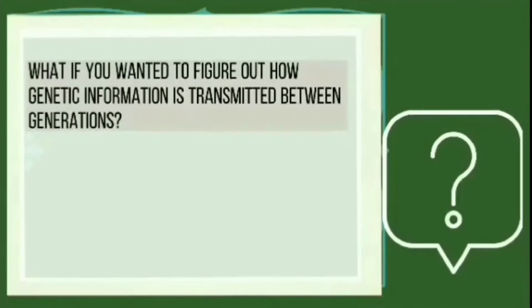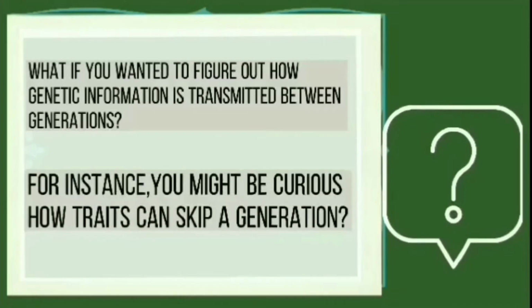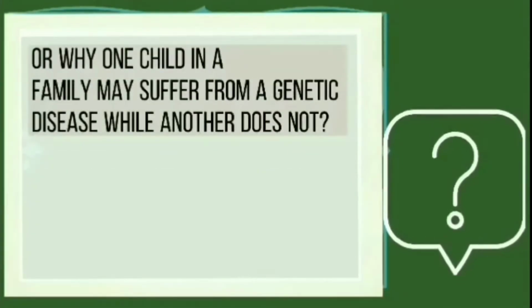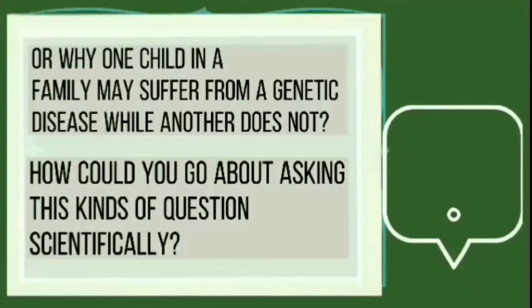What if you wanted to figure out how genetic information is transmitted between generations? For instance, you might be curious how traits can skip a generation, or why one child in a family may suffer from a genetic disease while another does not. How could you go about asking these kinds of questions scientifically?